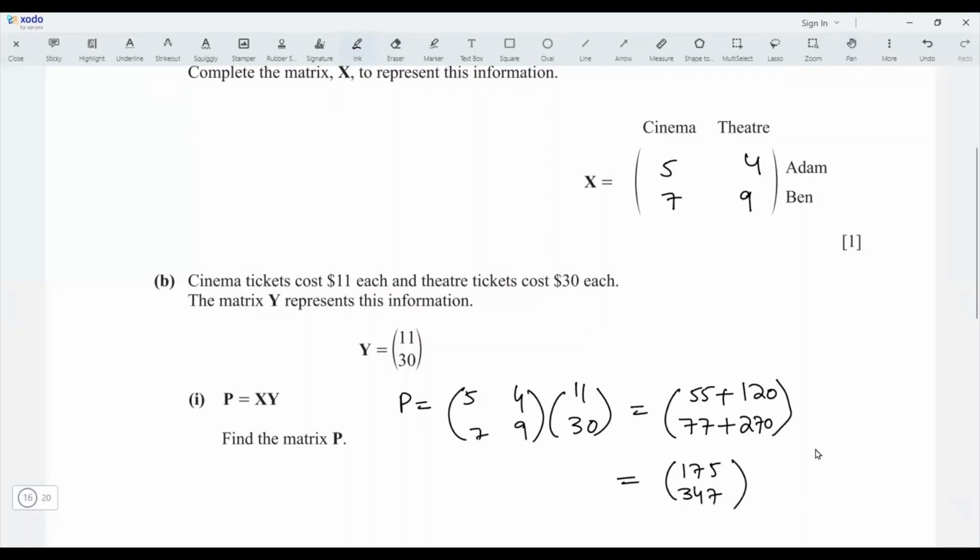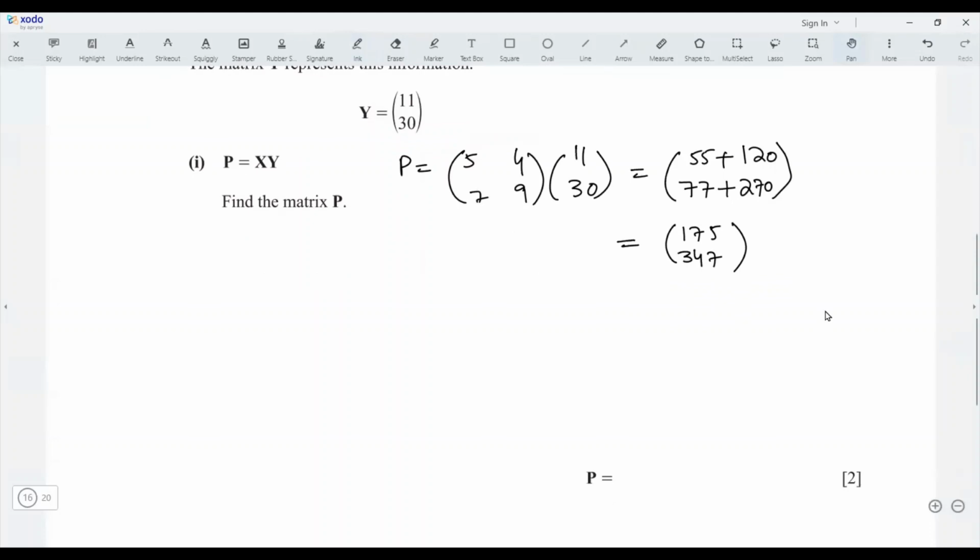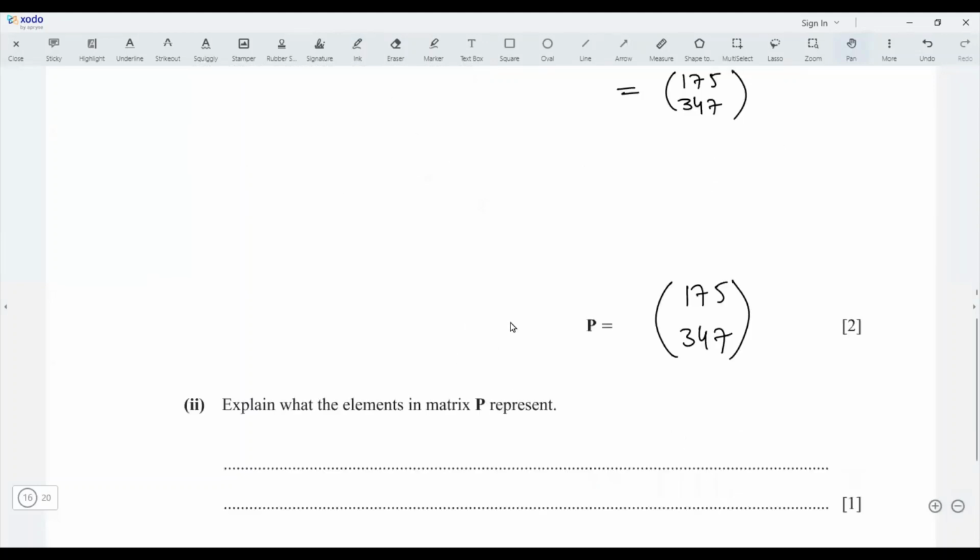So this is the required matrix P. So we can write down here 175 and 347. So moving ahead to the next question, I hope you understand this. If you have any queries, you can let me know right now or at the end of the class as well.